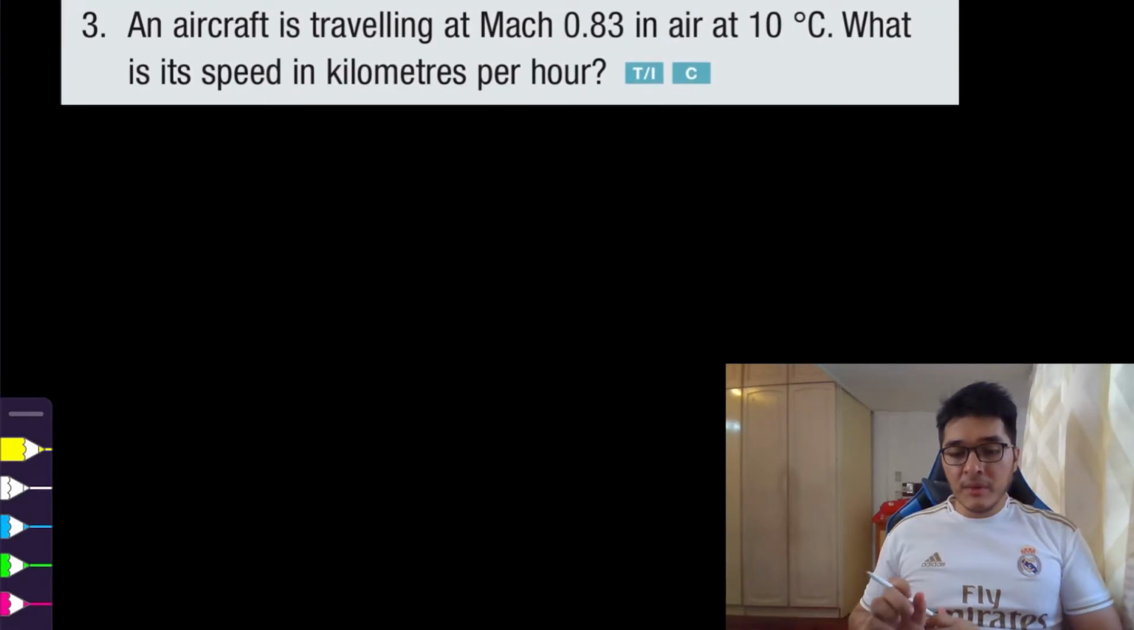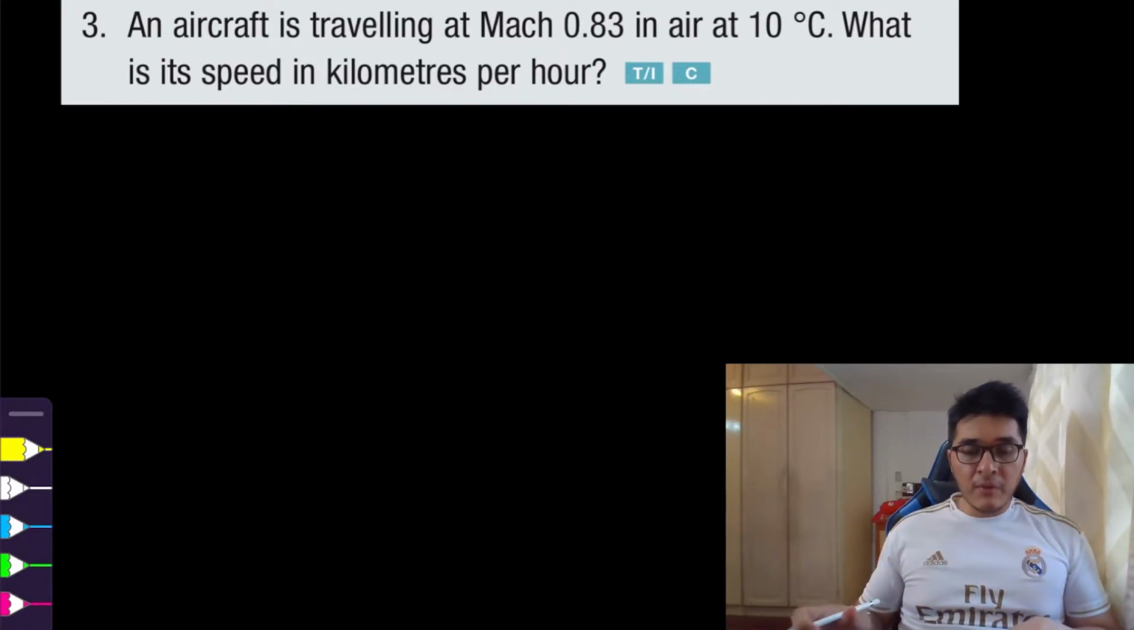For question number 3, we have an aircraft traveling at Mach 0.83 in air at 10 degrees Celsius. What is its speed in kilometers per hour? Wow, this is actually pretty tough. But first, let's start off with the formula.